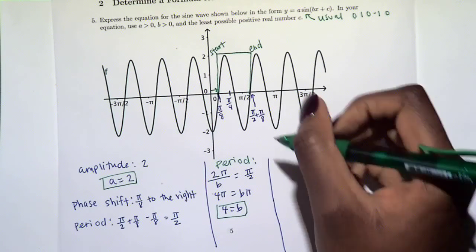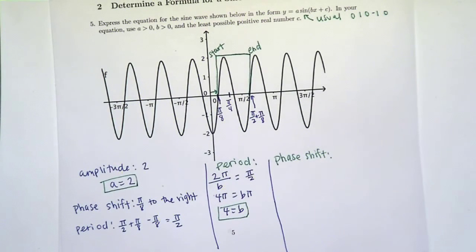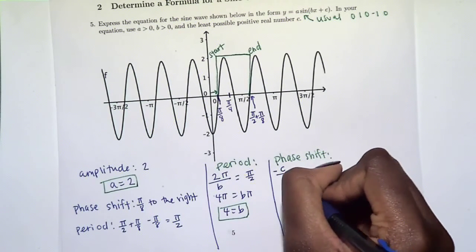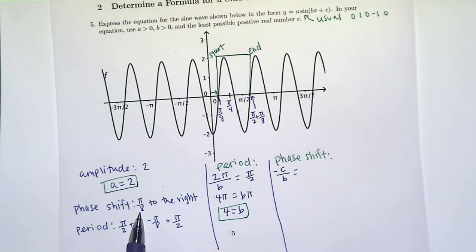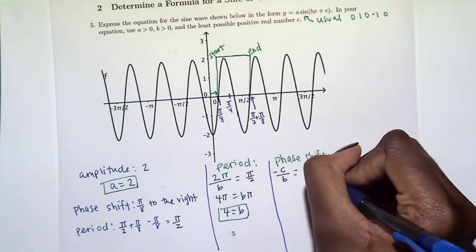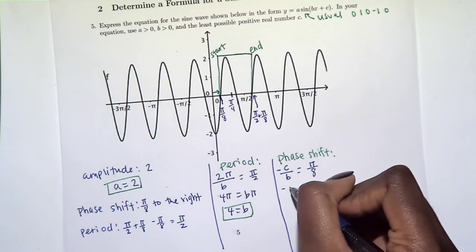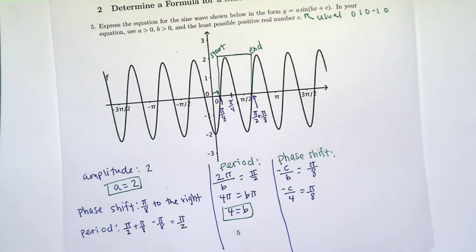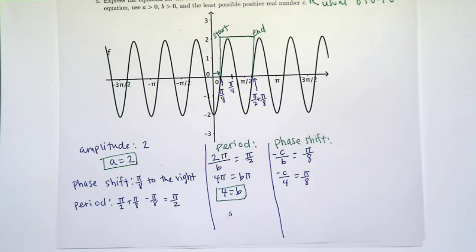And then finally we need our phase shift. Okay, so remember our formula for phase shift is negative c over b. We've determined that we are moving pi over 8 units to the right, so that's what it should equal. And we can use this to solve for c. We already know what b is, so I'm going to put that in there. And if I'm going too fast, make sure you pause this, re-watch it, make sure you are clear on what's happening.